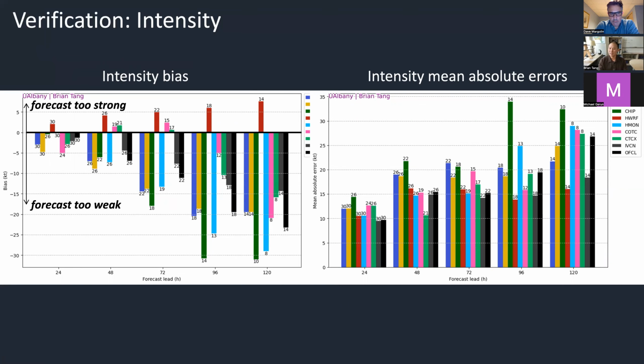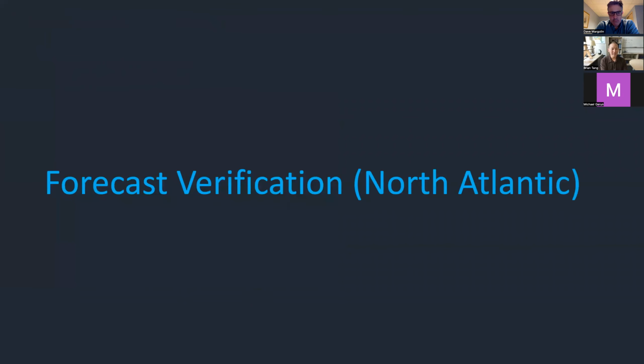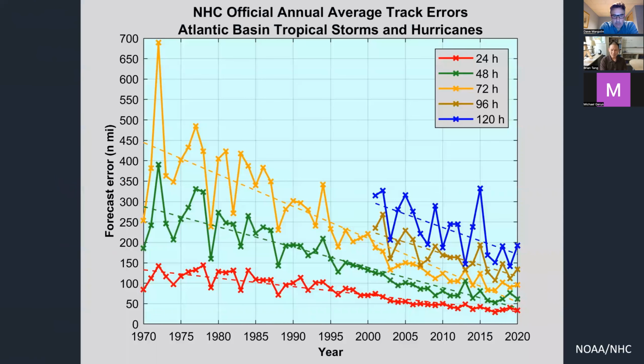Okay, sticking with the verification theme, I want to broaden it out now and look at the long-term statistics of verification. Again, verification is really important because it tells us, one, are we improving? But two, when we make changes to models, verification is really important for assessing whether those changes are useful or not. So these are graphs from the National Hurricane Center that they make publicly available.